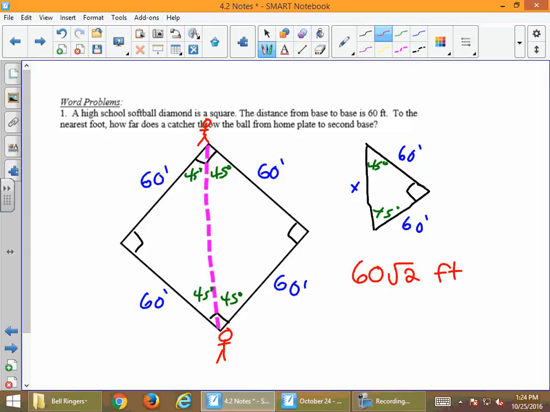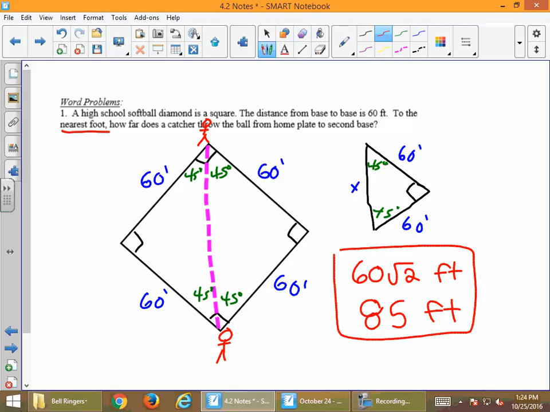So it says round to the nearest foot. So what did you get, Rosalind? 84.8. So we're going to round it to 85 feet. It is 85 feet to throw from first to second. So you guys are pretty close, and that's approximately. We're at number 2. Okay, questions on that?